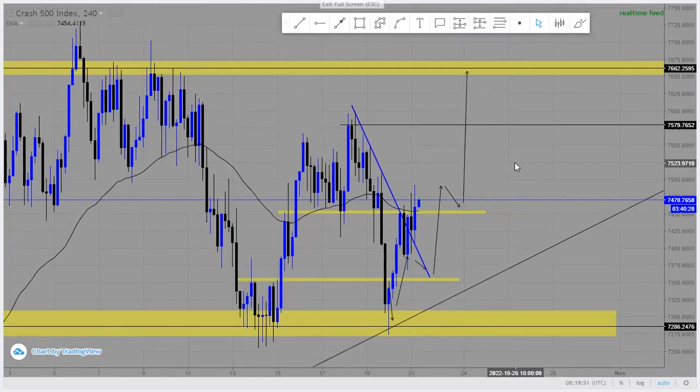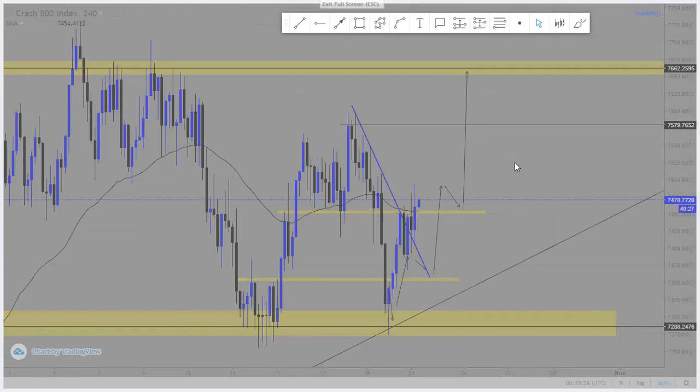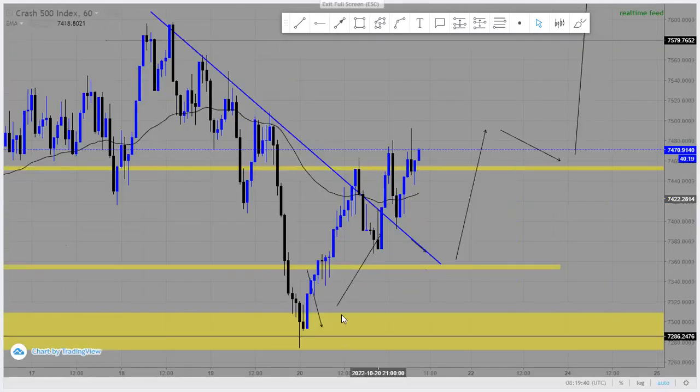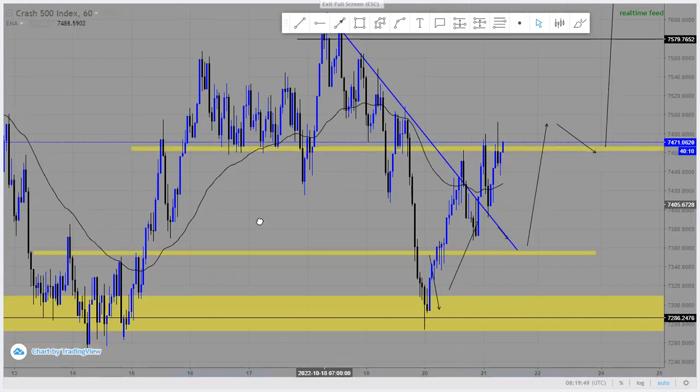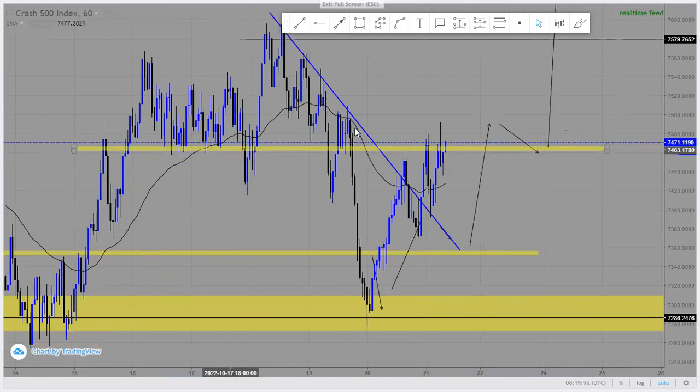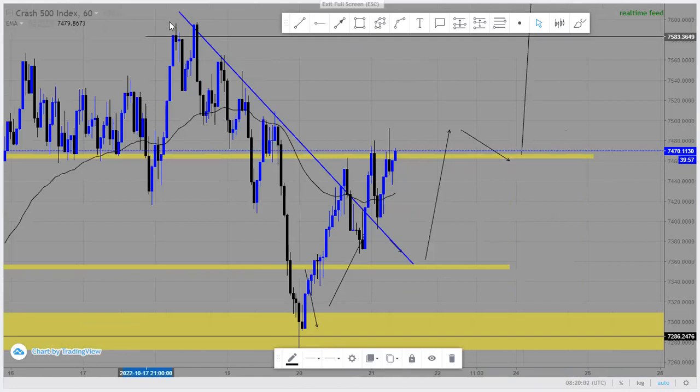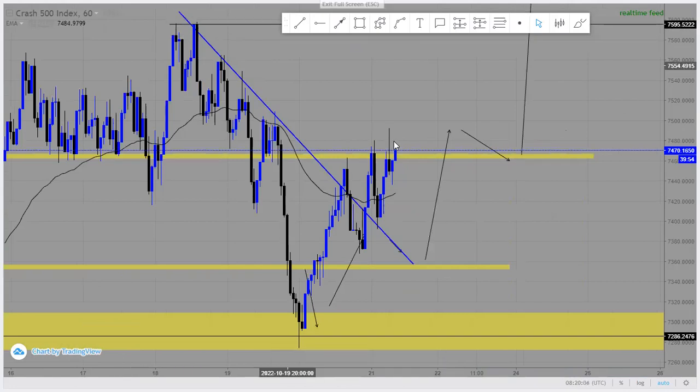Our bias is bullish. Our bias and everything is bullish. We are anticipating buying opportunities in the whole of today for our Crash 500. You realize that we have this resistance, support broken. So right now the market is almost breaking above. That's actually an entry opportunity for buys on C5.